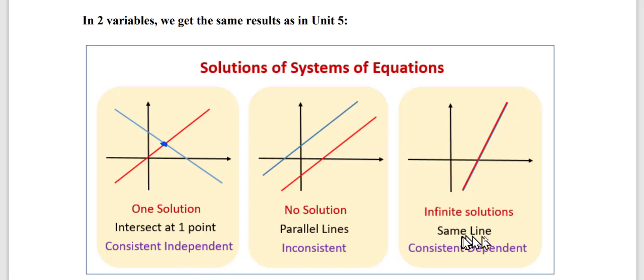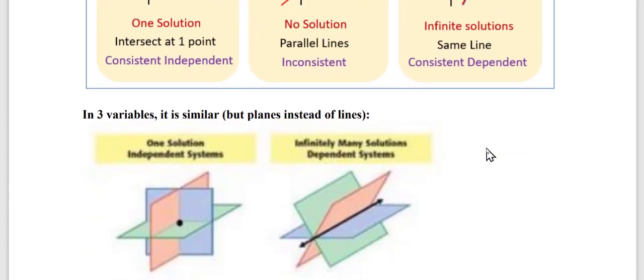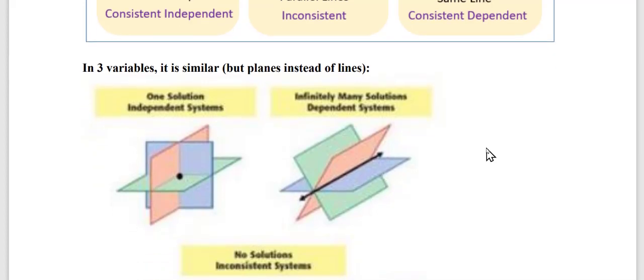This situation, where they're the same line, right on top of one another, is consistent because it has solutions, but it's dependent. In 3 variables, this is a little fuzzy. Sorry, that's a little fuzzy. It was the best I could make that image, and I thought it was a great image, so I stole it. In 3 variables, we have a similar situation, but you don't have lines, you have planes. When you have one solution, that happens when those 3 planes, this green, this blue, and this peachish color here, intersect at one spot.